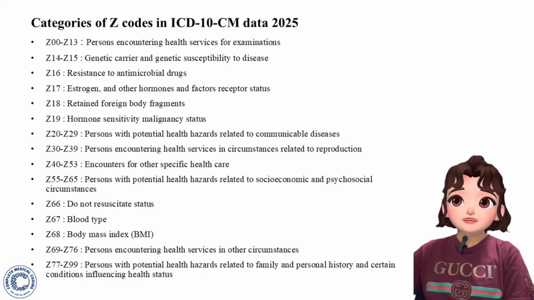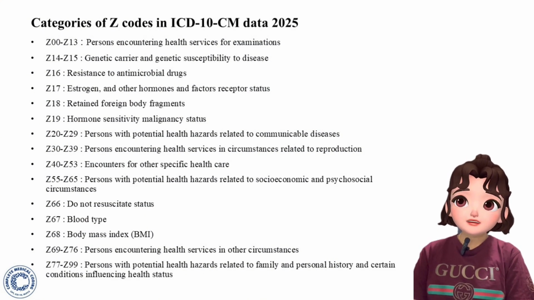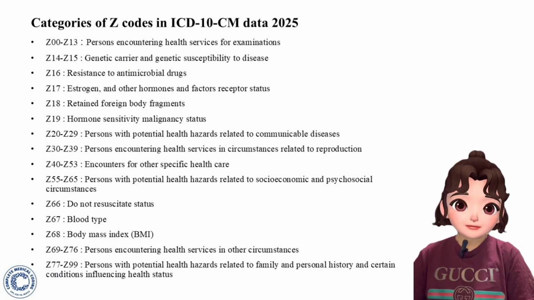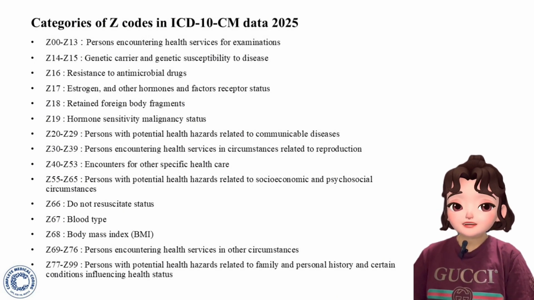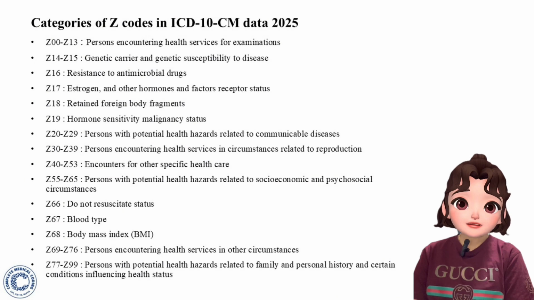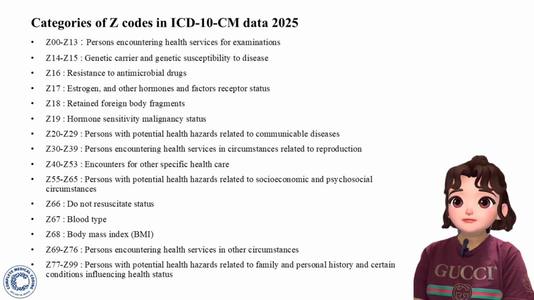Now, categories of Z codes. These are the categories of Z codes that you will find in ICD-10 data 2025. It's almost similar to the previous version, I mean the previous years also. Okay, so these are the ranges. I'm just reading them out for you.